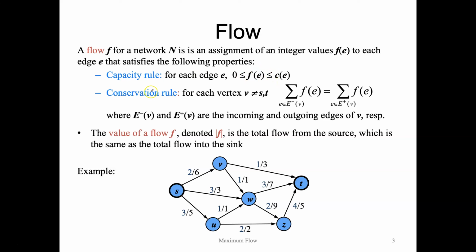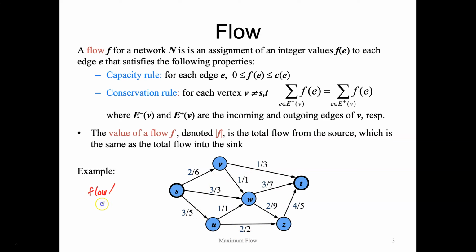Now, secondly, the conservation rule says that the amount of flow going into a vertex is the same amount as going out of a vertex, with the exception of the source and the sink. So that's to say that there's no amount of flow which is lost or gained as it goes from the source to the sink.